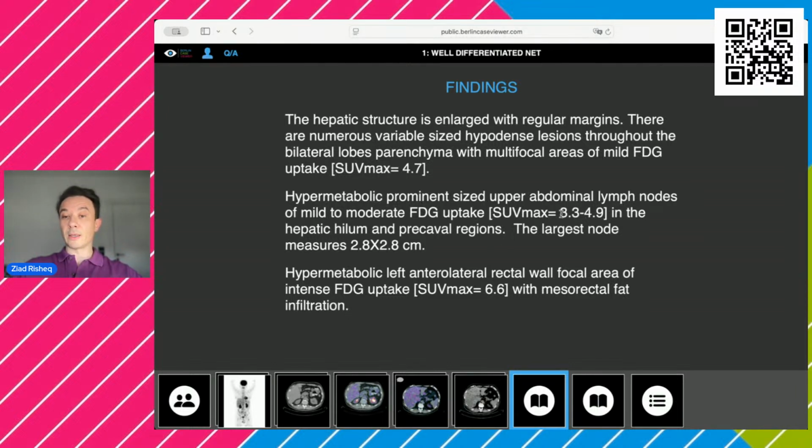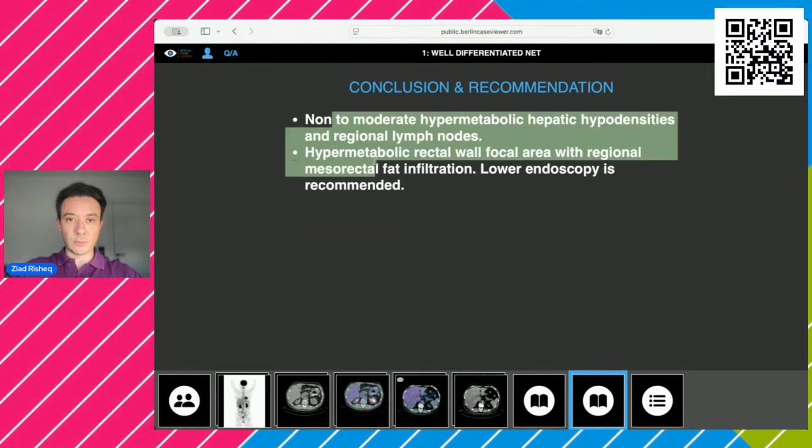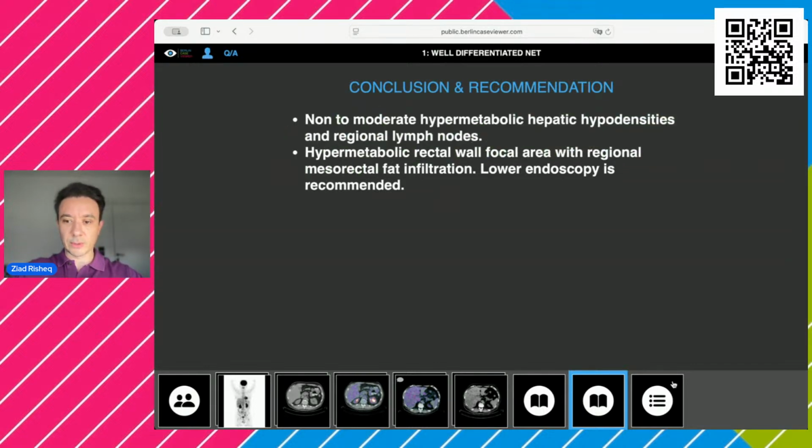I report the lesions with the lowest uptake and the lesion with the highest uptake, so I always give a range. I don't just state the maximum or the lesion with the highest SUV max. And we have, as we saw, a left anterolateral rectal wall focal area of intense uptake with adjacent fat infiltration. So this is how I do my conclusion. Again, it is the same as what we talked about.